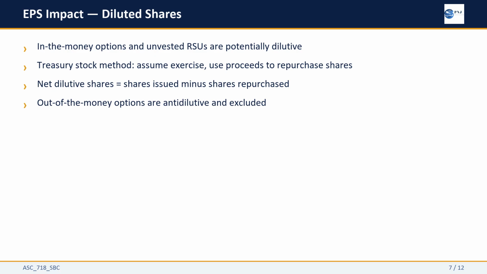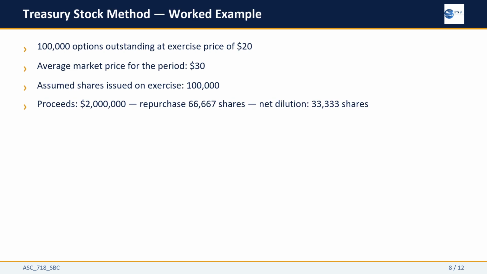Then assume those proceeds are used to repurchase shares in the market at the average market price for the period. The net dilution is the shares issued on exercise minus the shares repurchased with the proceeds. Because the buyback offsets some of the dilution, the net dilutive effect is smaller than the total options outstanding. For RSUs, there are no exercise proceeds, so every unvested RSU share counts as fully dilutive. There is no offset. Let us make this concrete with the numbers from the handbook.